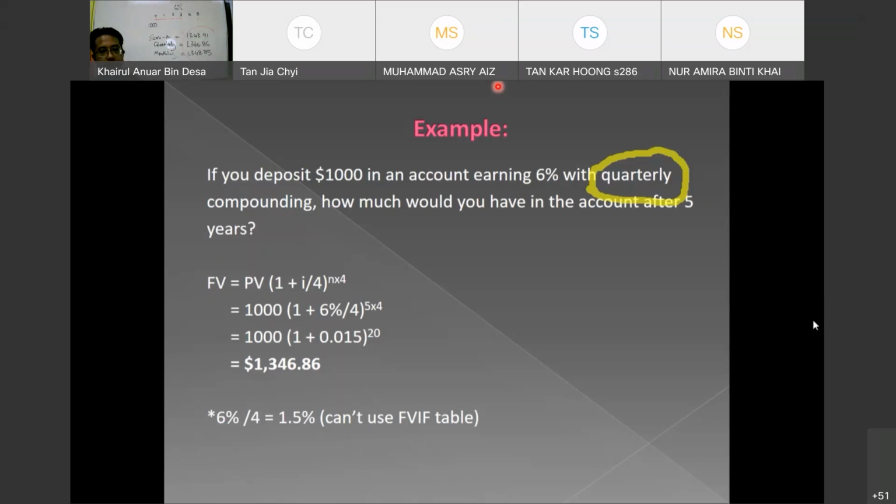Alright. Syafiq, okay? For the first one, 6 divided by 2. Okay, semi-annual, 6 divided by 2, and 5 times 2 for semi-annual. For monthly, 6 divided by 12, 5 times 12. Have everyone got the same answer here? Or is anyone stuck?